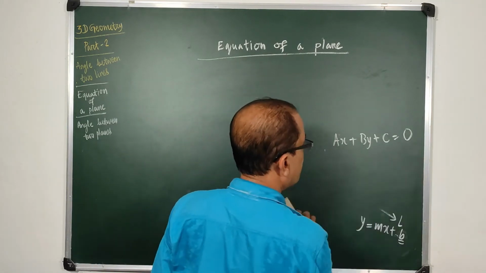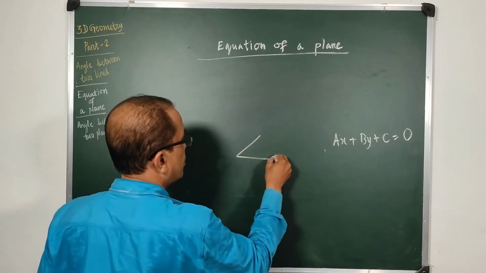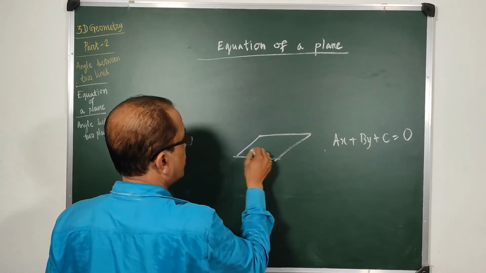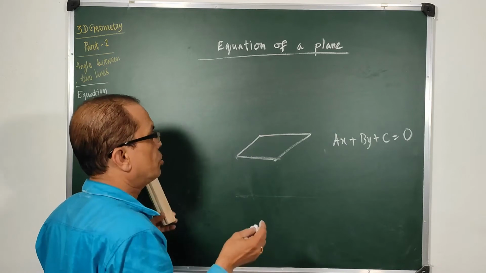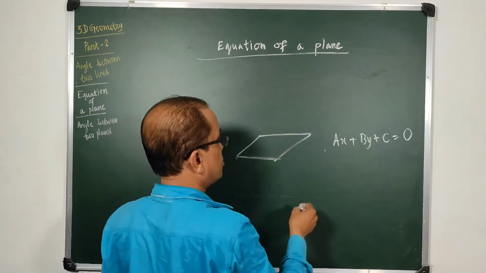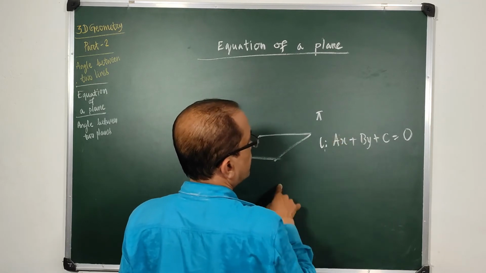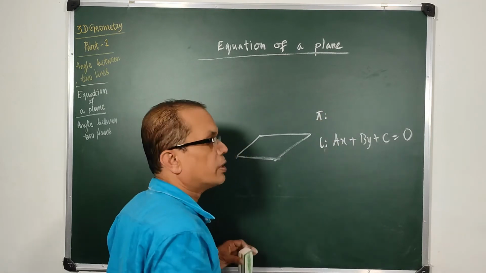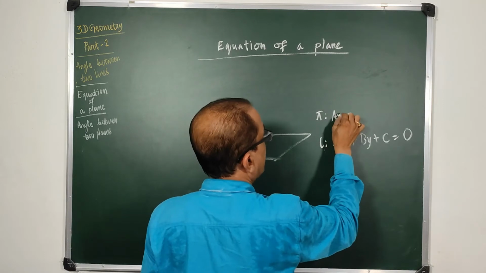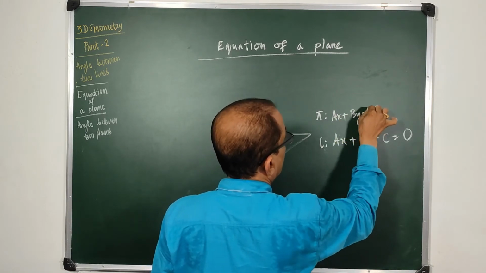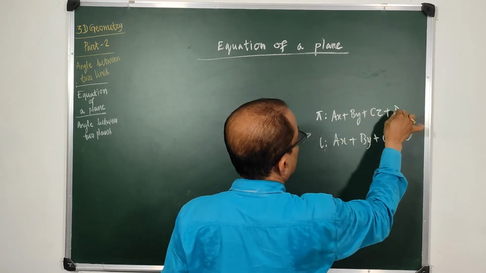But what if we think of a plane, and that plane is talked of in 3 dimensions? Then the equation of a plane will have an extra dimension, that is ax plus by plus cz plus d is equal to 0.